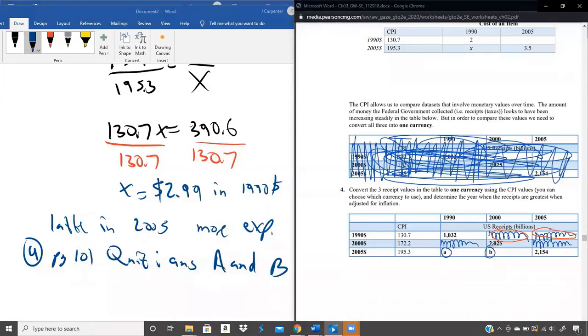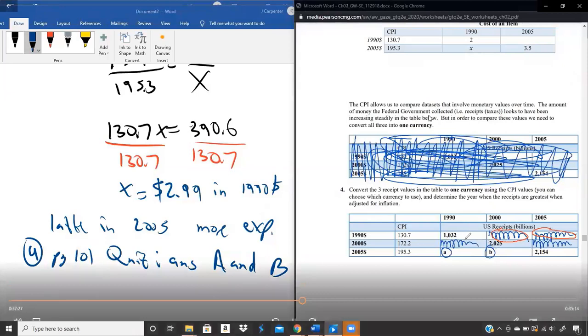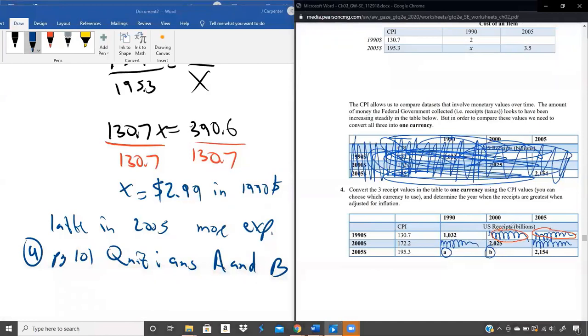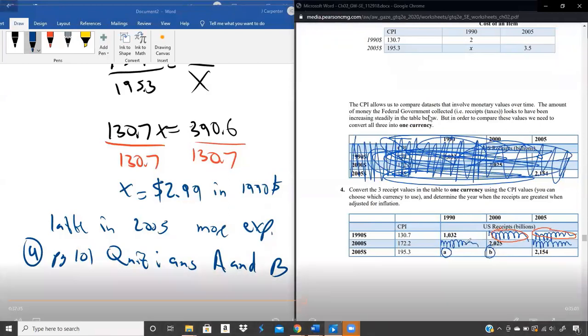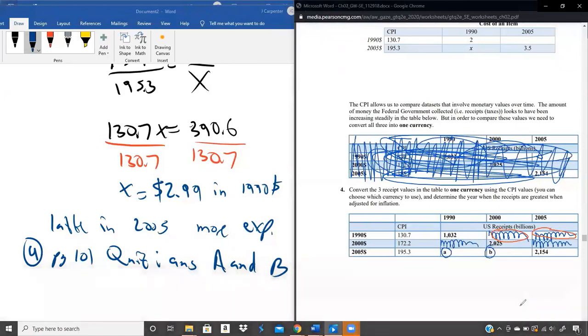I will even tell you the answer to this question, not the answers to A and B. When you find A and B, you should notice that the receipts from 2000 are the greatest when adjusted for inflation. So that's the middle column. So B should be the biggest number out of A and B in this 2154. I've spoiled that for you. So if you get the answers and B isn't bigger than A, guess what? You done it wrong. You done goofed.